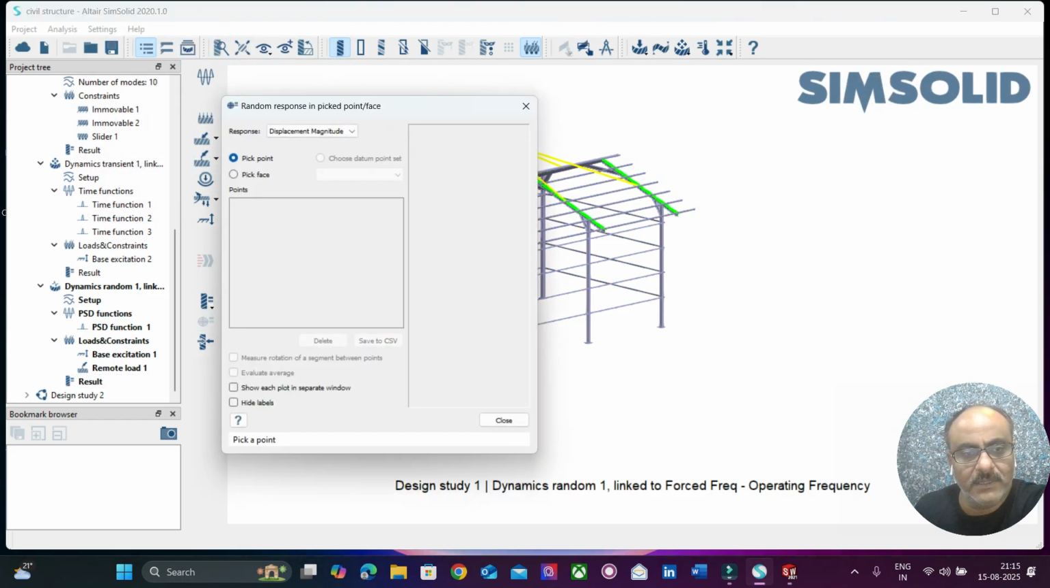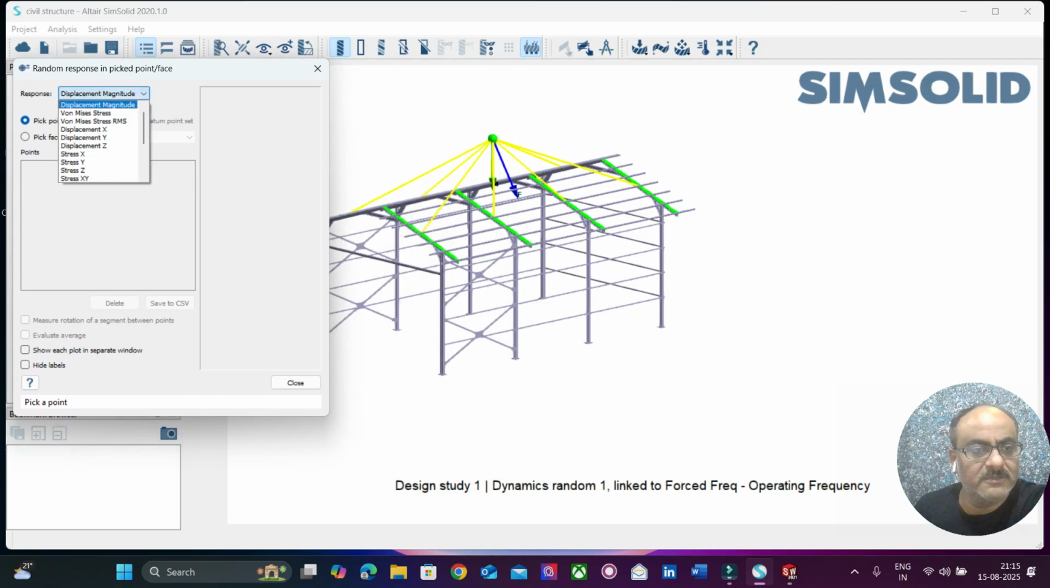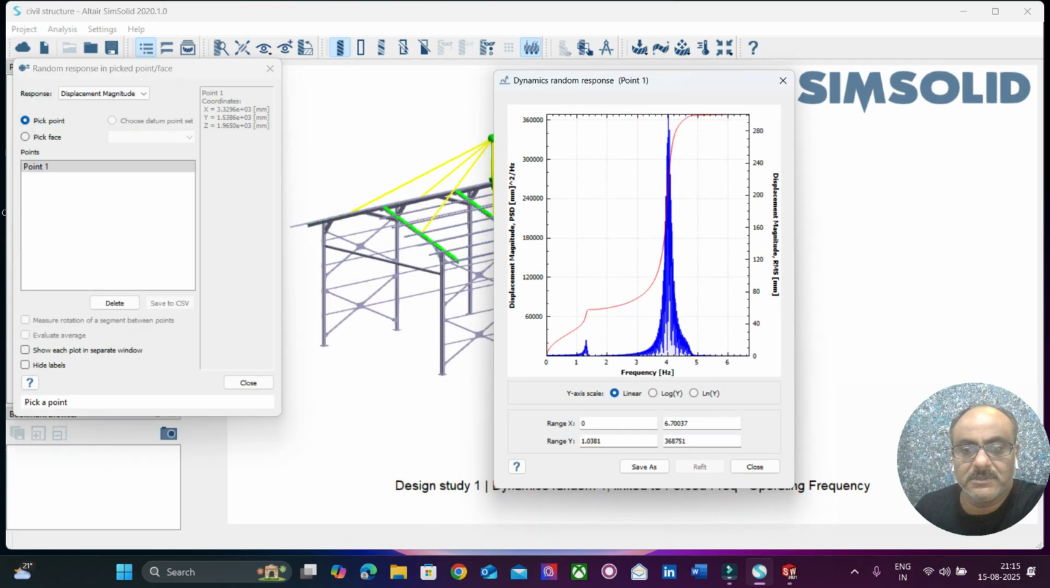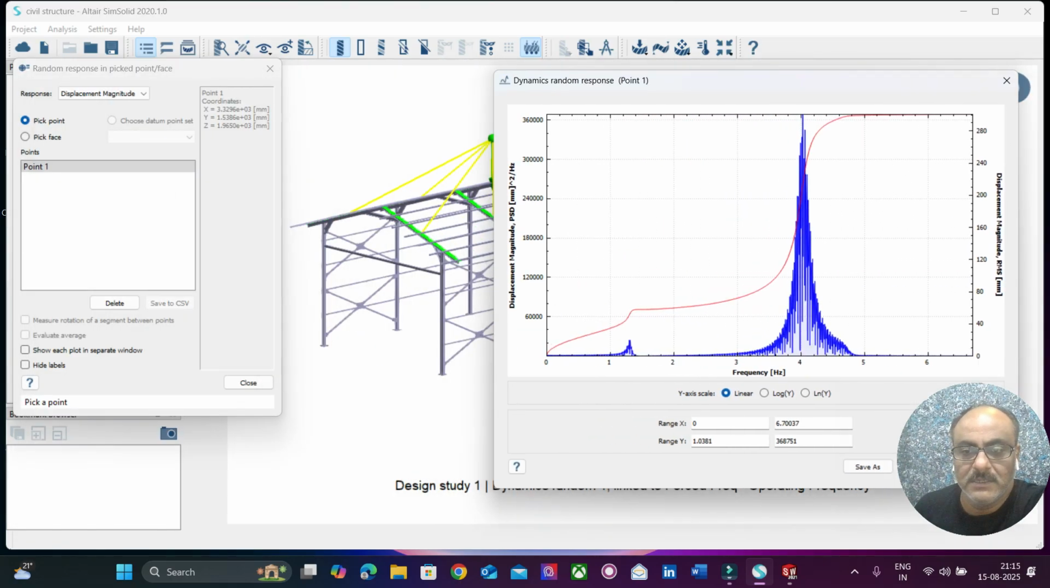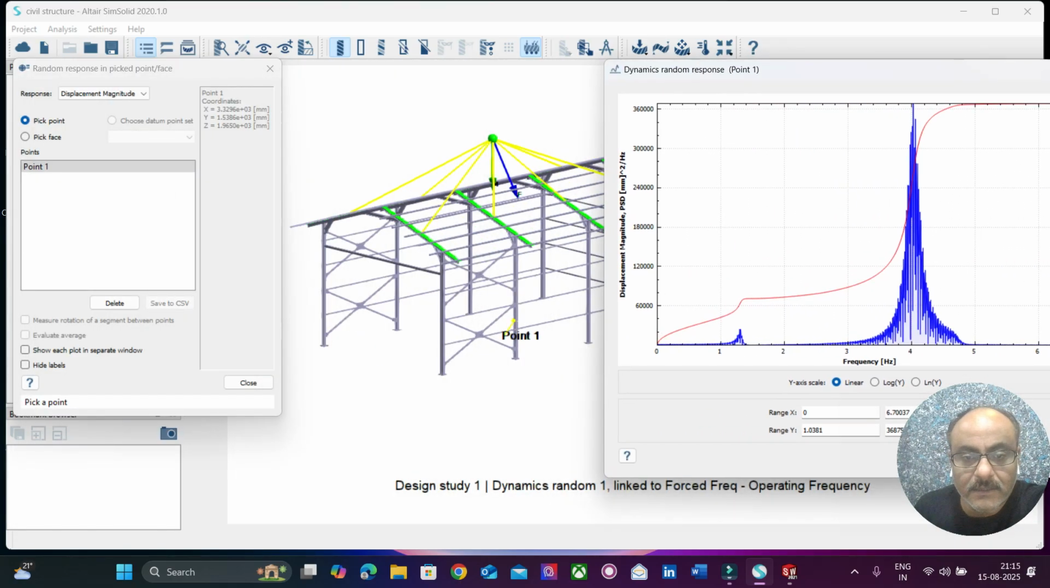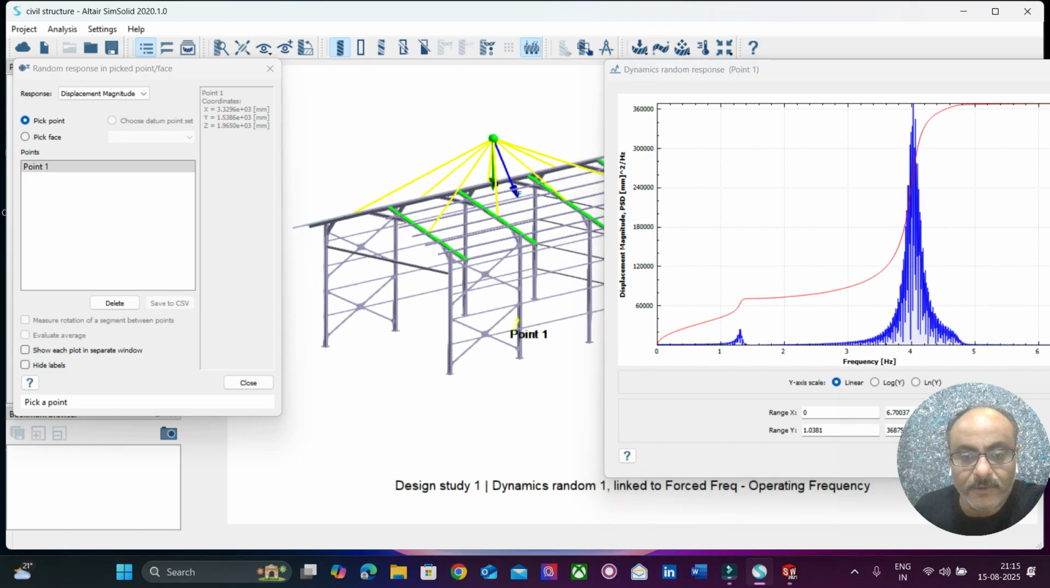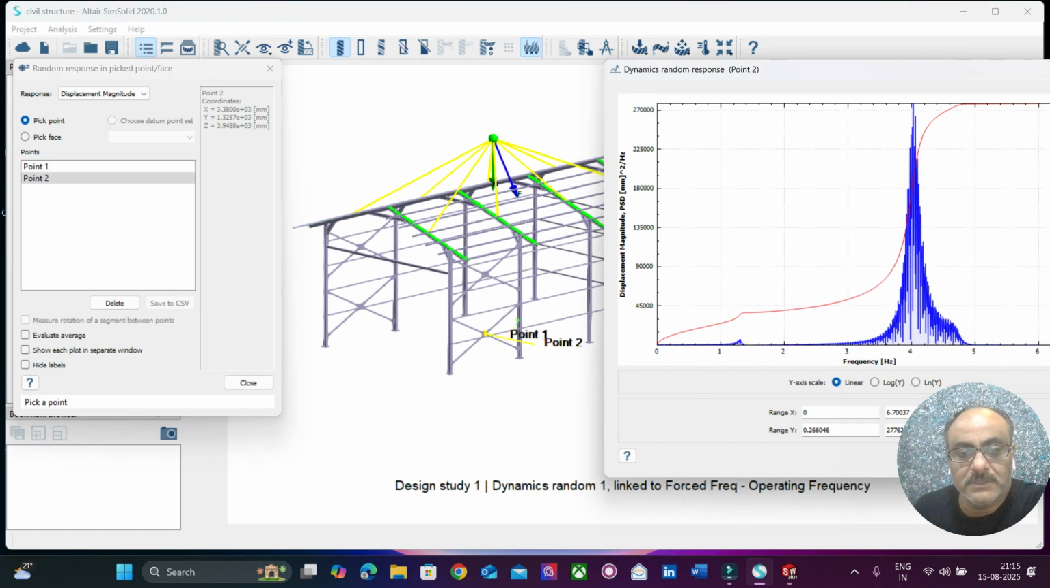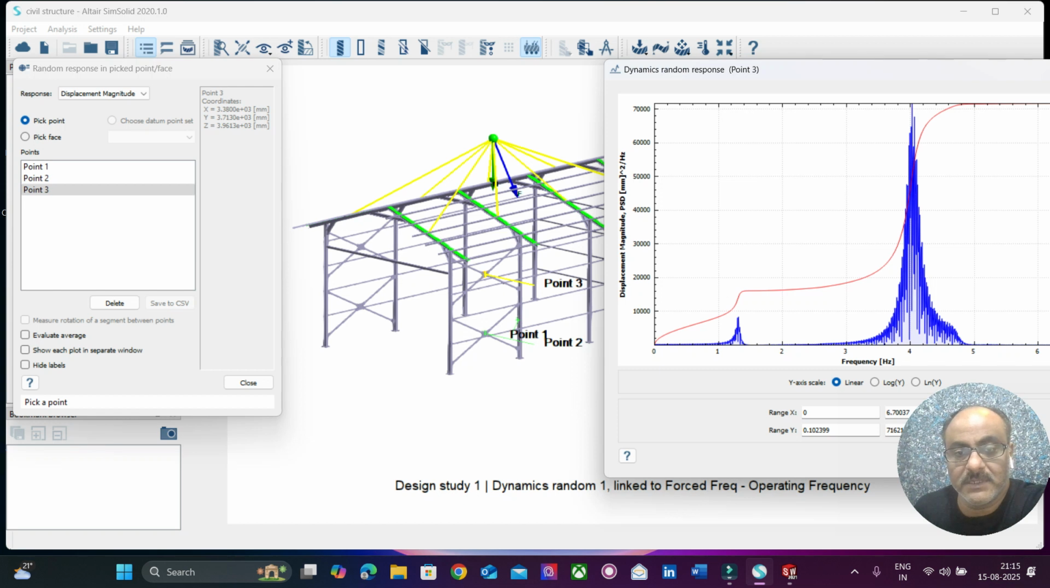And let's try to find out what the responses are. So now let's see what is the displacement at this point. So this is how the displacement looks like. Okay, and then the bracing, this particular point. Okay, so this is how it looks. So this is the cross bracing.